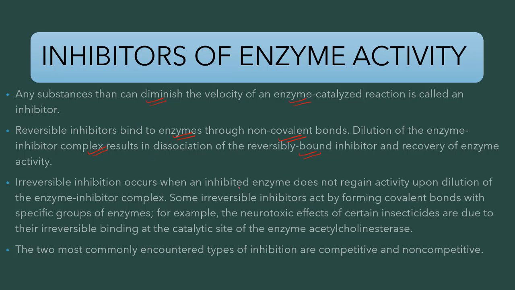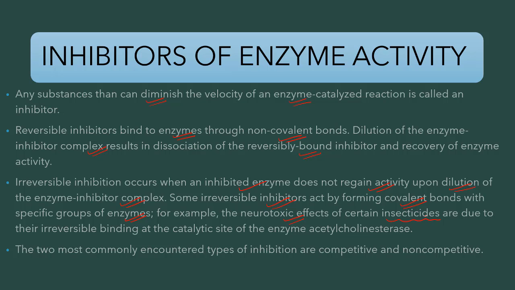Irreversible inhibition occurs when the inhibited enzyme does not regain its activity, when the enzyme is not set free upon dilution of the enzyme-inhibitor complex. Some irreversible inhibitors act by forming covalent bonds with a specific group of enzymes. For example, the neurotoxic effects of certain insecticides.